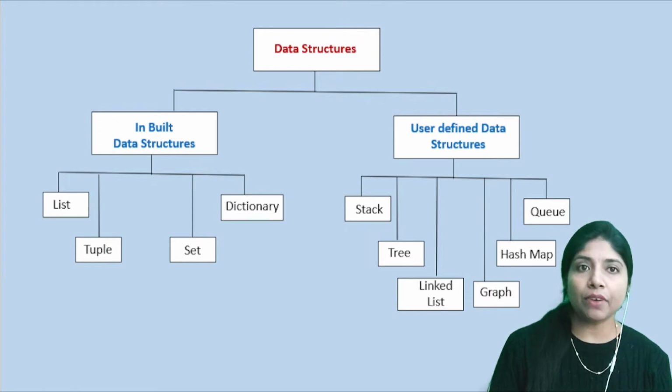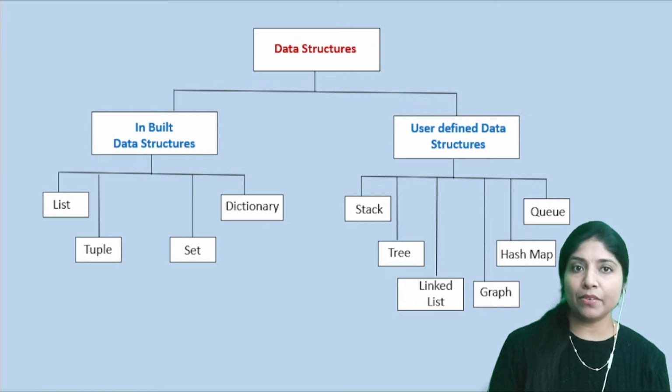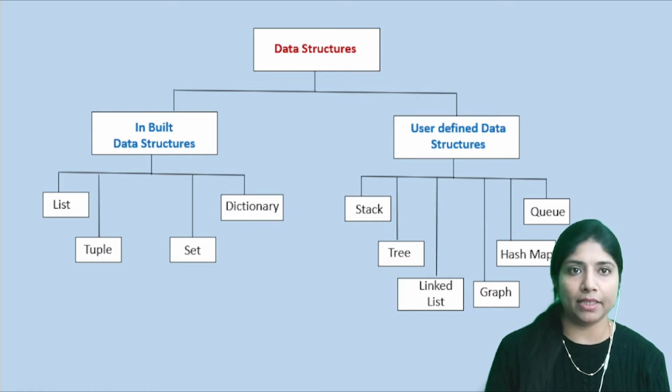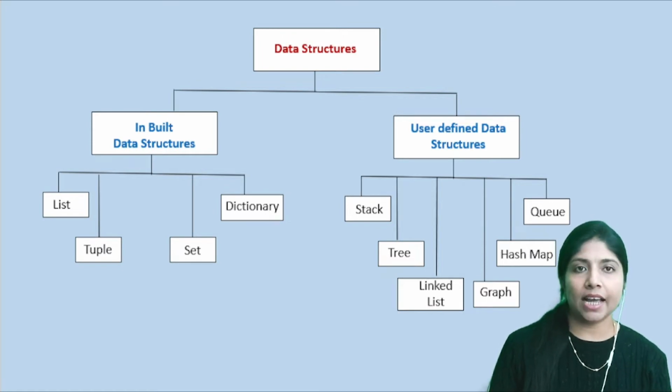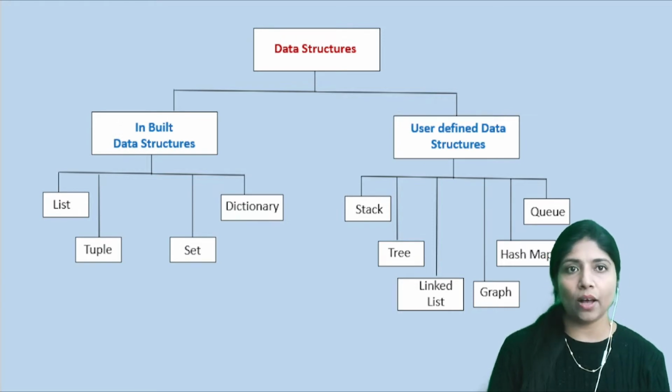Now, user-defined data types. User-defined data types may be defined by the user. That means we may need to program to implement them. These are stack, tree, linked list, graph, hash map, and queue. In Term 2 syllabus, we only need to learn about stacks. So let us directly go and see how to implement stack.